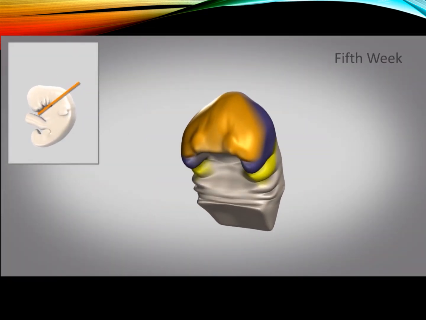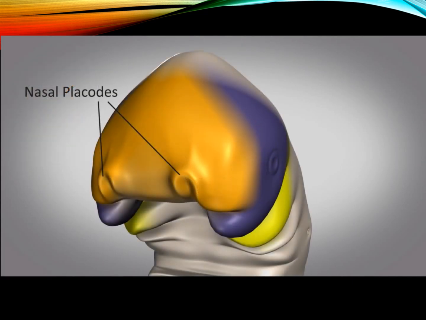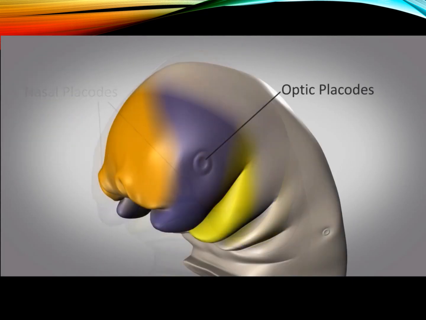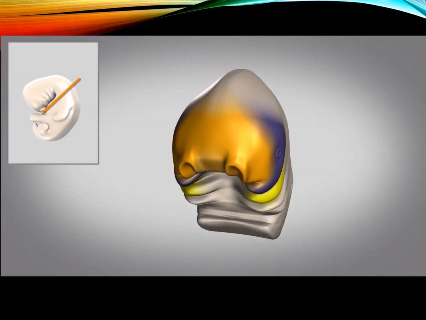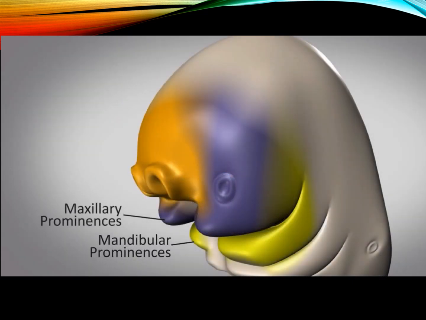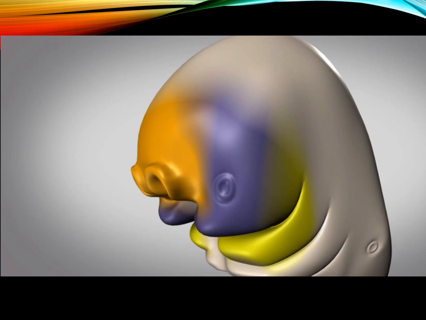In a 5-week-old embryo, the nasal placodes, which will go on to become the olfactory system, and the optic placodes, which will become the lenses of the eyes, will form. In addition, the maxillary and mandibular prominences enlarge and grow forward and towards the middle, eventually giving rise to the upper and lower jaws, respectively.